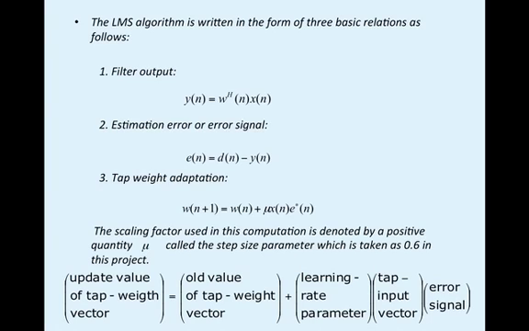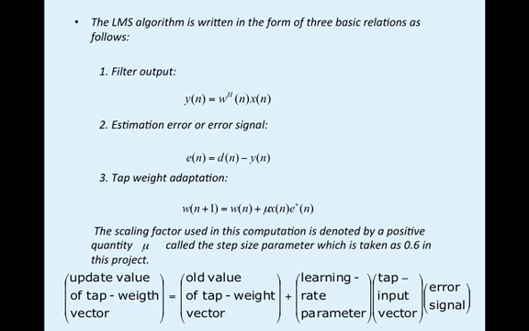So, as a summary, the LMS algorithm is written in the form of three basic relations as follows. Filter output, y of n equals W power H of n into x of n. Estimation error or error signal is given by the difference between the desired signal and the output signal. And we have tap weight adaptation, that is the adaptation rule, as W of n plus 1 equals W of n plus mu into x of n into e of n.